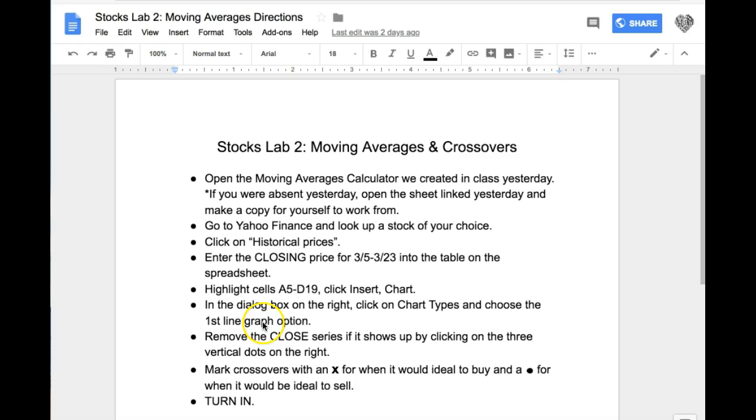And they do the same exact thing. They insert the chart, they record when to buy with an X and when to sell with a circle. And I have to say, this went really well in class. The kids were able to create their chart pretty easily, and really seemed to buy into this lesson and really seem to be into this stocks unit. They're really into researching stocks and looking up prices of the things they're interested in.